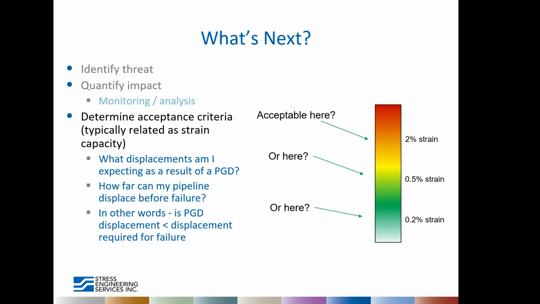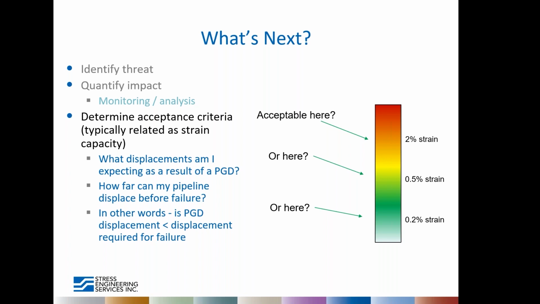So from the case study that Jonathan presented, it's pretty clear that we were able to identify the threat and see the impact on the area of interest, and then quantify that using analysis and in situ monitoring. So now we want to talk about how we can relate that information to acceptability criteria and determine what next steps need to be taken for mitigation or continued operation.